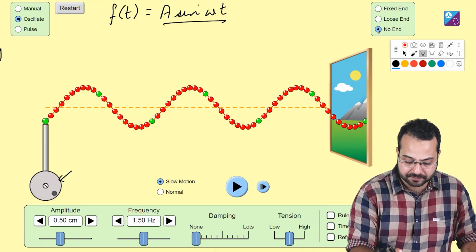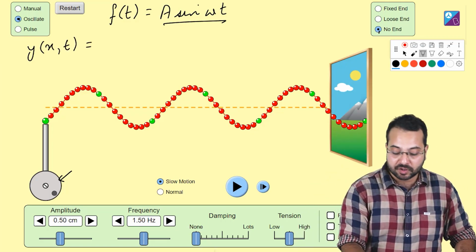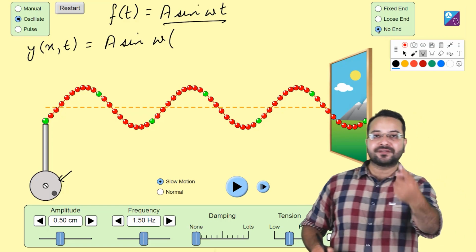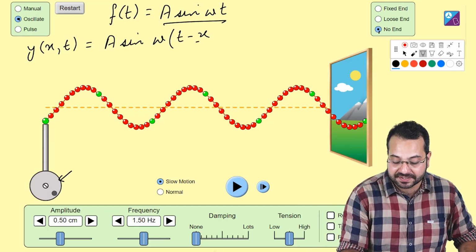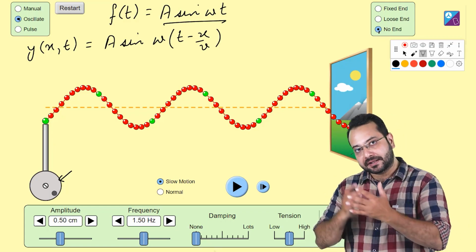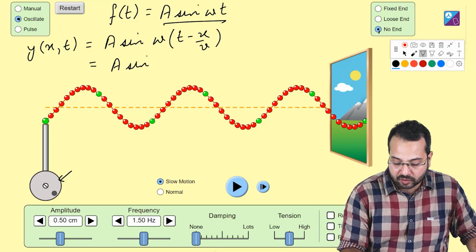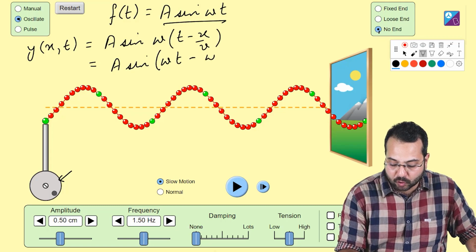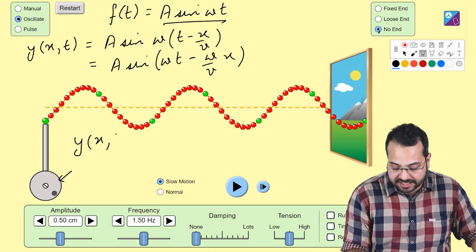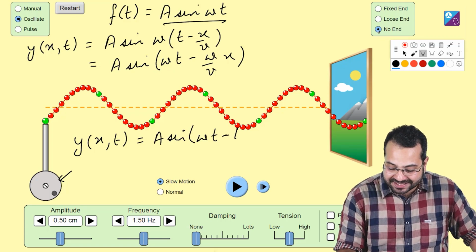The wave equation y(x, t) will be equal to, now all I have to do is A sine omega, and in place of t, I have to substitute t minus x by v. Do you agree? Because the wave is propagating in the positive x direction. Now I can write it as A sine omega t minus omega by v into x, or I can write it as y(x, t) is equal to A sine omega t minus kx.